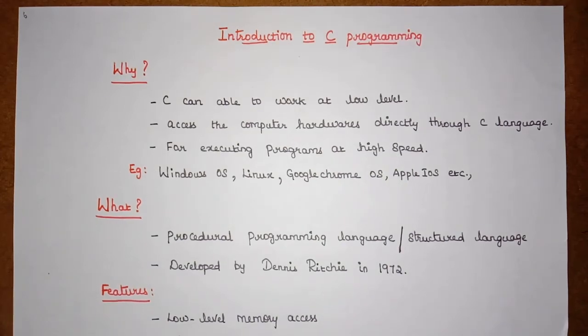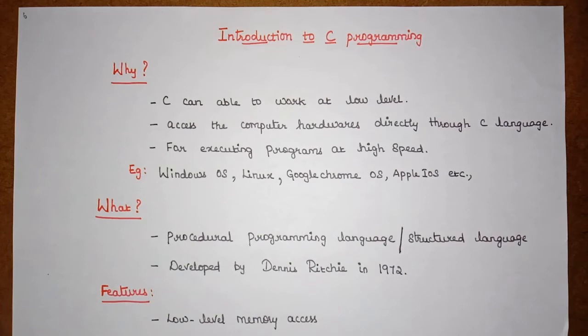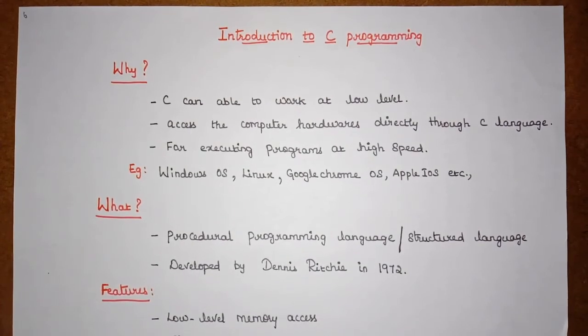Hey guys, welcome back. In the previous class, we discussed algorithms and the representations of an algorithm, then how an algorithm should be, that is, what all the characteristics of an algorithm are. And in this video, we are going to start the C programming language.